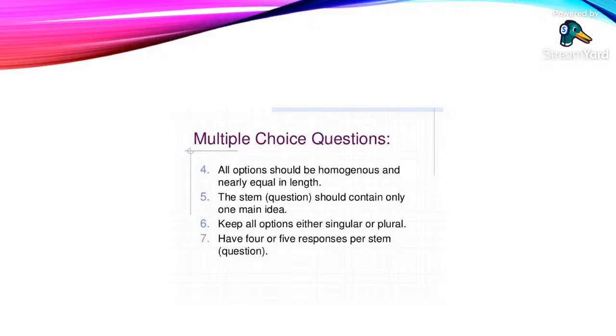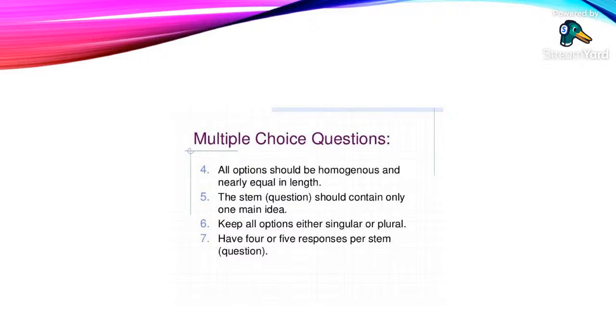Avoid including an option which is very long and then the rest are short, because sometimes students who are guessing the answer would always pick the longest option, which most of the time is also the correct answer. You don't want that to happen. What you want is for the students not to guess. You want your students to think about it, to analyze the choices together with the stem, and answer the best that they can. That's why we encourage all options to be homogeneous and equal in length.